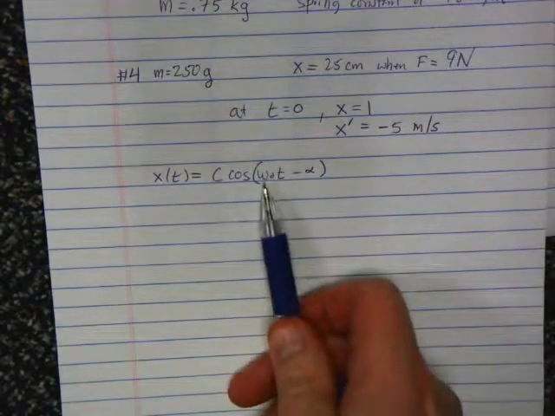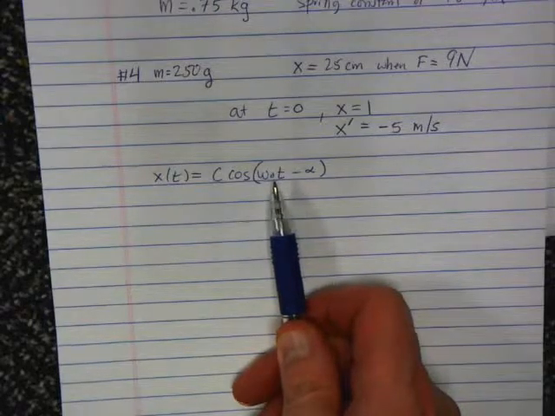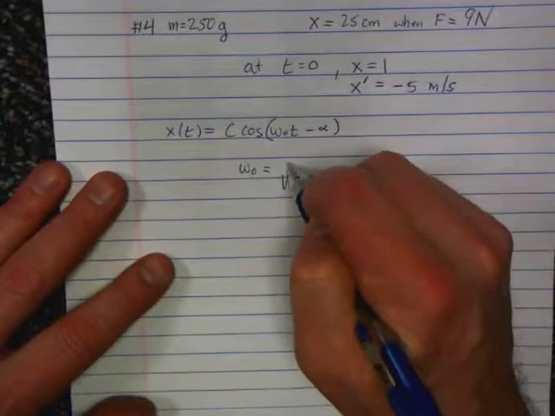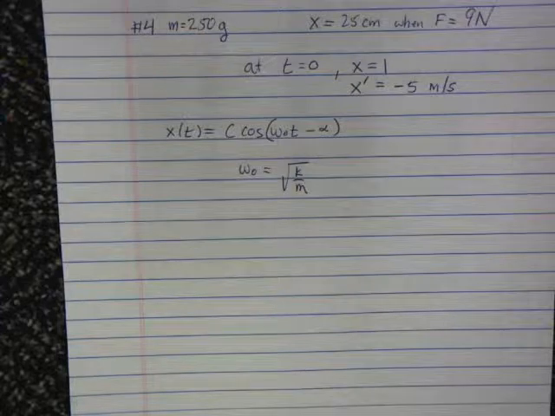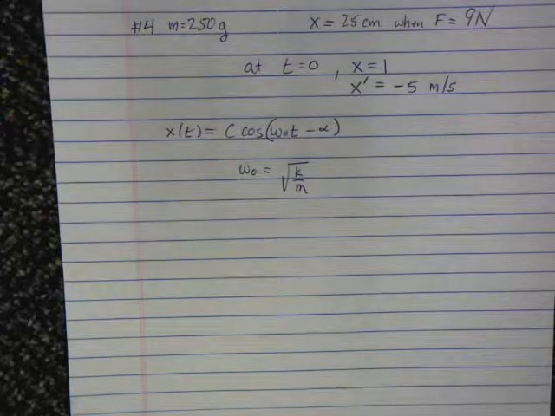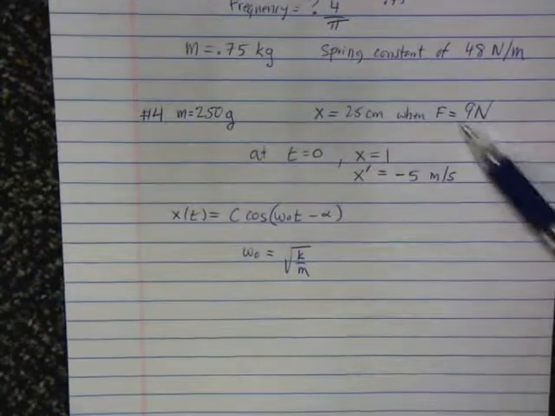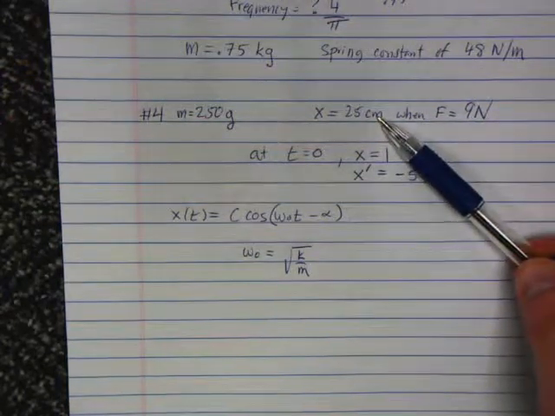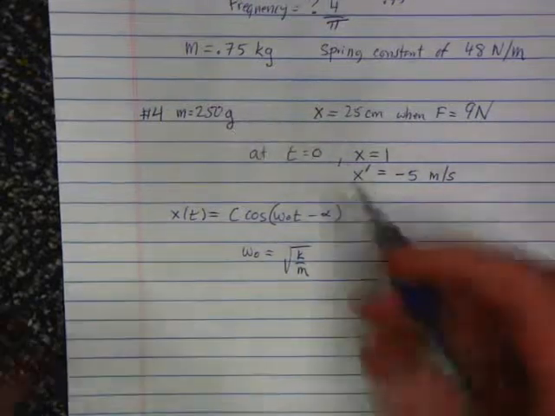We know how to find omega naught, don't we? Omega naught is the square root of k over m. But we need to convert to kilograms as well. Absolutely, you need to be very careful. Since this was given in newtons, this distance has to be in meters, and that mass needs to be in kilograms. So be very careful of that.